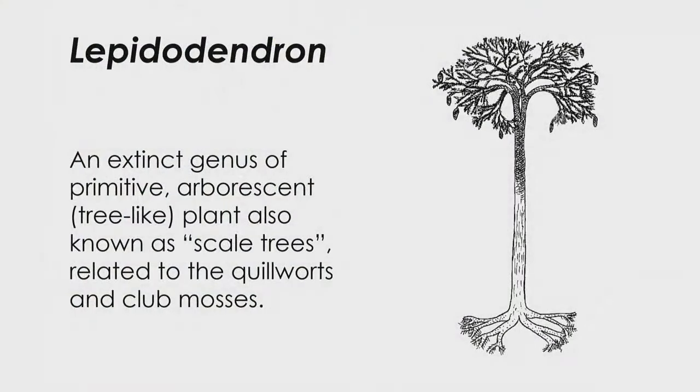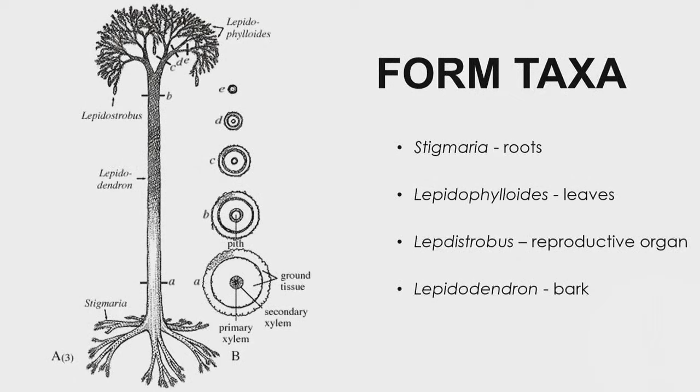I've got some specimens up here to show you. But Lepidodendron, this is one that you might find here in the Ozarks. It's another extinct genus, a primitive arborescent tree-like plant known as scale trees, related to quillworts and club mosses. And so the different parts of it are where we get the different taxa, these form taxa. So when you hear something referring to stigmaria, well, that's the root. And I got a really large stigmaria right here. That largest rock fossil right there is a stigmaria. The lepidophylloides, those are the leaves. Lepidostrobus, looks like I misspelled that, is a reproductive organ. And lepidodendron refers to the bark, and that's usually what you mostly see when people have one of those fossils around here.